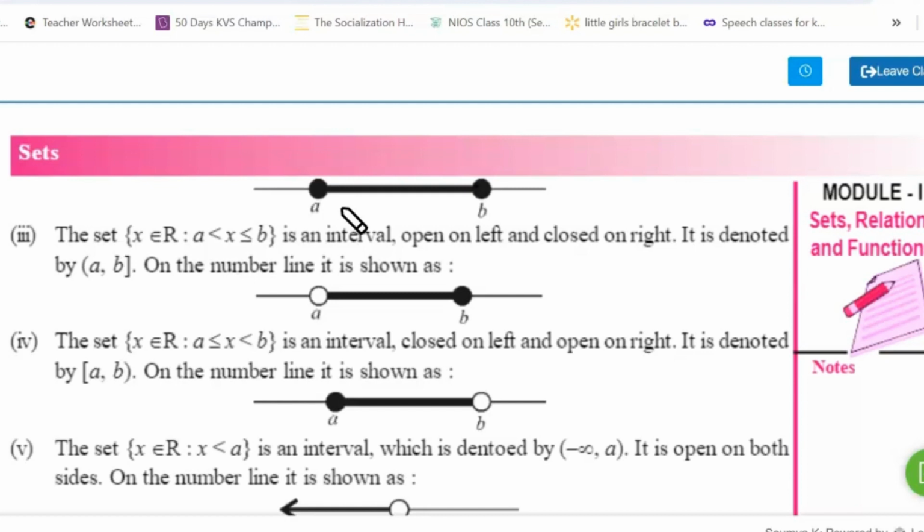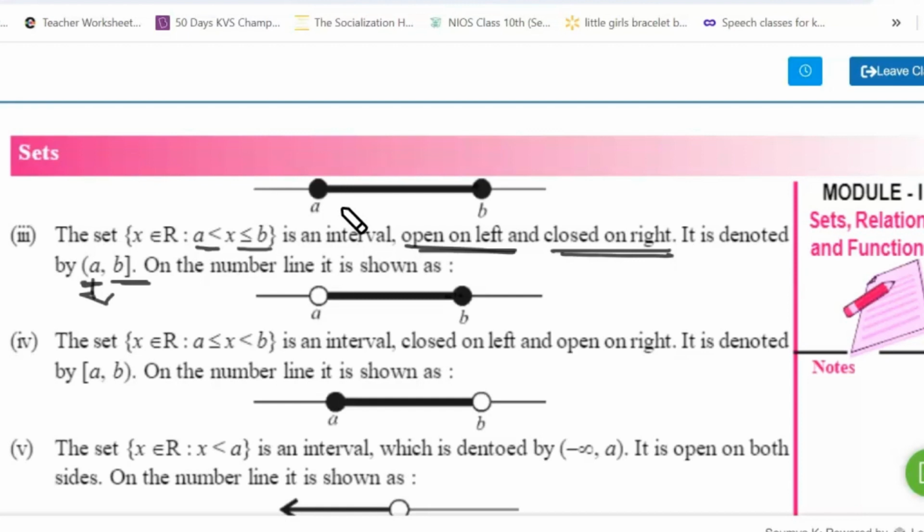The next one is open on the left and closed on the right. That means a is not included, but b is included. See here, we are using less than or equal to on one side, and a strict less than symbol on the other. So that means a will not be included, whereas b will be included. In the notation itself, it is clear. This is an empty circle without coloring, and here it is a colored circle. So b is included, a is not included.